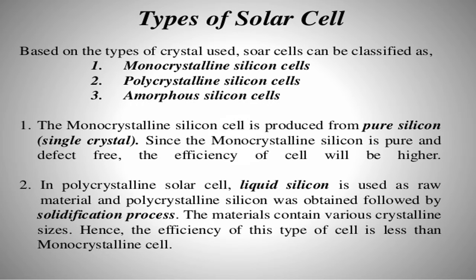Then polycrystalline solar cell: liquid silicon is used as a raw material, and polycrystalline silicon is obtained followed by a solidification process, and then the material contains various crystalline sites. Hence the efficiency of this type of cell is less than the monocrystalline cell.